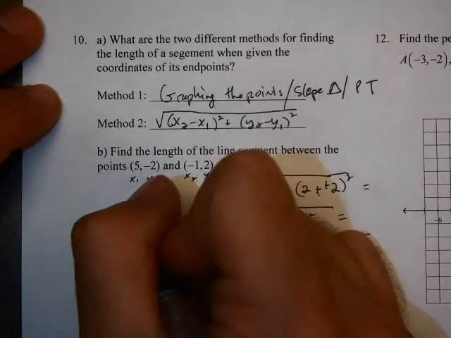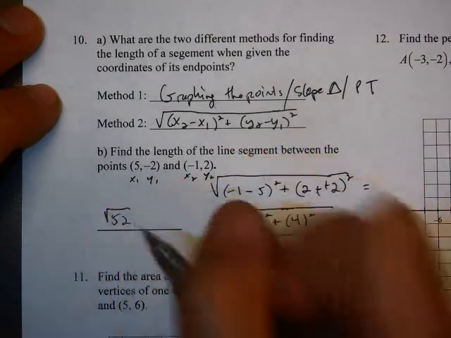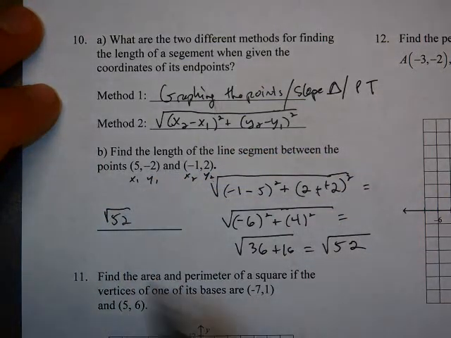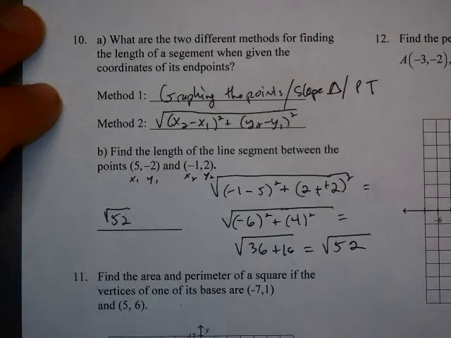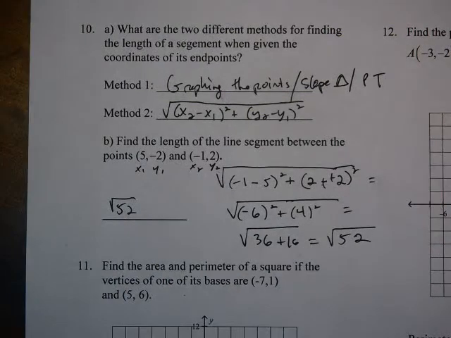Now you can leave it as the square root of 52. Sometimes the multiple choice will have you simplify the square root or take the square root and get a decimal. But since there is no nice square root of 52, you can leave it like this. Now the other method again is graphing it.